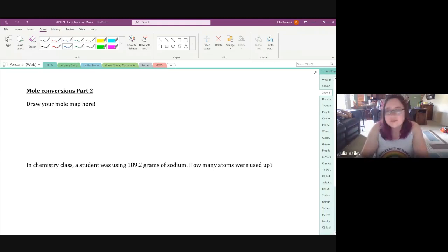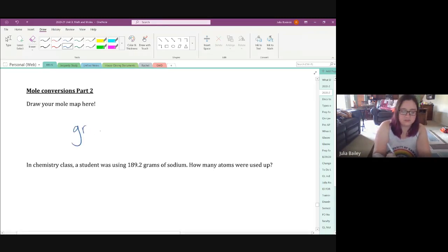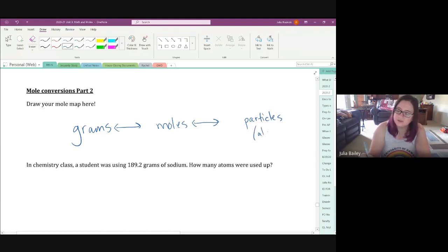Let's talk about two-step mole conversions. We already did one step. That was the last video. So we are going to start with our mole map, which is this idea that we can convert between grams and moles and particles. And right now, when we talk about particles, we're mostly talking about atoms, but one day we'll also talk about molecules.